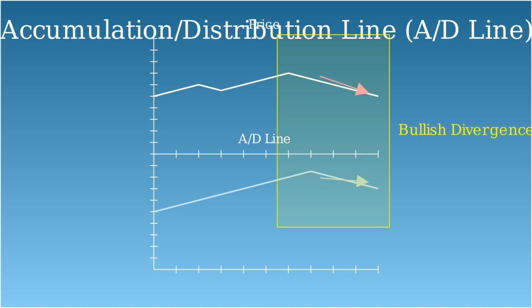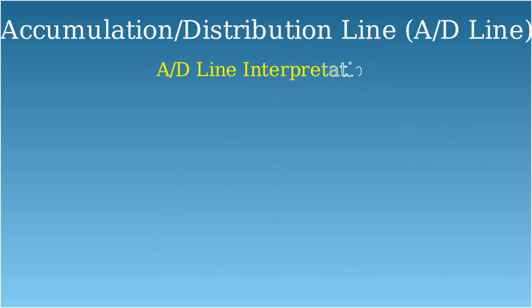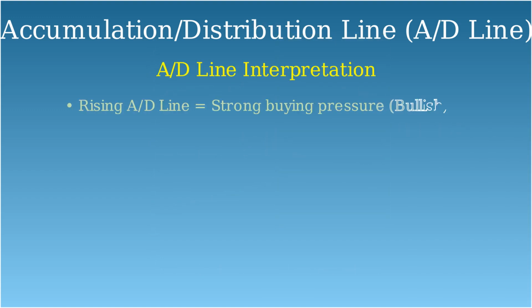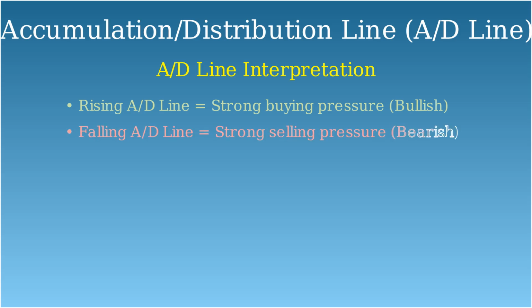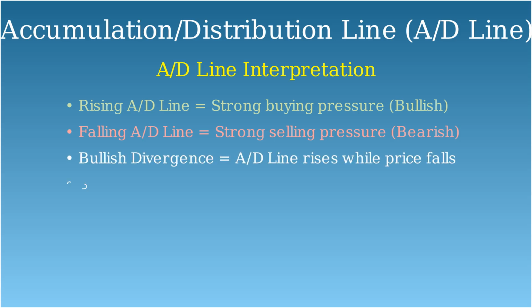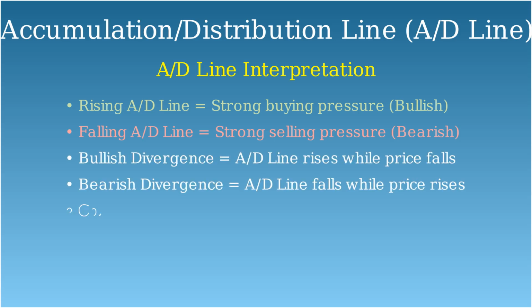Here we see a bullish divergence where price falls, but the AD line doesn't fall as much, suggesting underlying buying pressure despite lower prices. To summarize, the AD line helps identify underlying buying or selling pressure. Rising AD lines indicate accumulation and buying pressure, which is bullish. Divergences between price and the AD line can signal potential reversals.